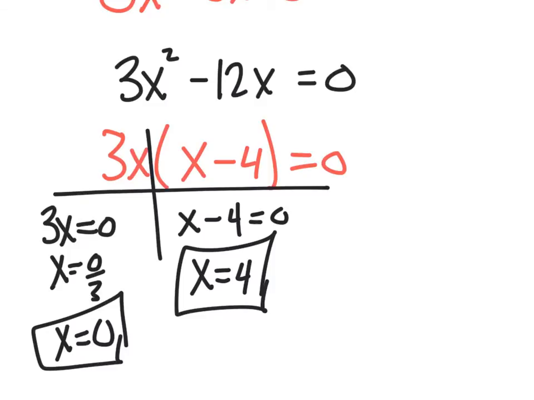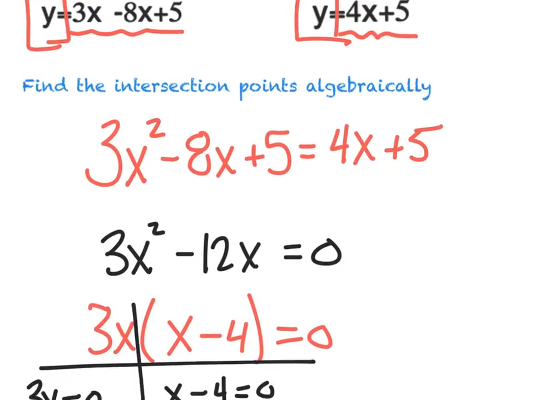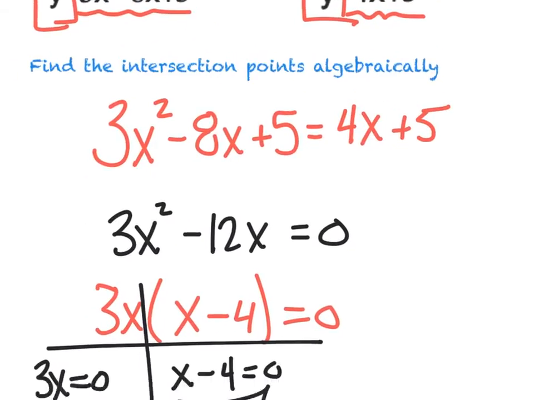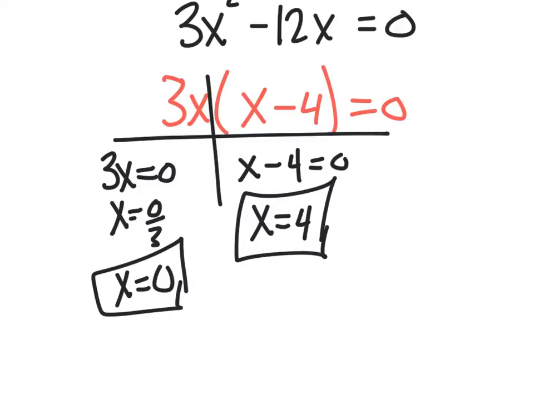Now let's go back and see if we answered the question. It says find the intersection points algebraically. At the moment, you don't have points. You only have x values. A point consists of an x and a y. So what is this telling me? Well, it's telling me it intersects twice. One when there's an x value of 0, and one when there's an x value of 4.